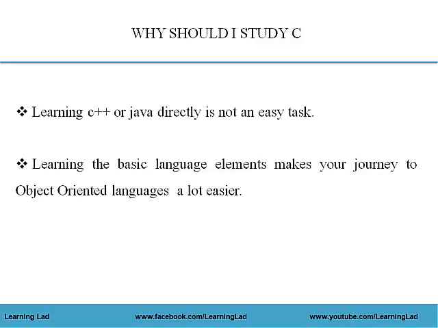Learning C++ or Java directly is not an easy task. It's because C++ or Java uses an object-oriented programming approach. This object-oriented programming approach introduces advanced concepts like classes, objects, inheritance, polymorphism, templates, and many more. To understand these complex concepts, you should be aware of the basic language elements. If you know the basic language elements, then you can learn these object-oriented languages a lot easier.